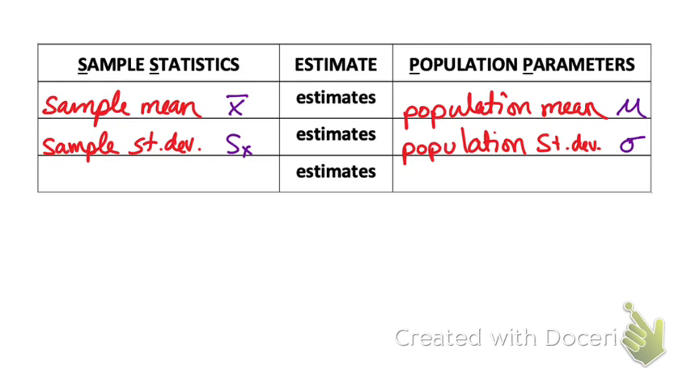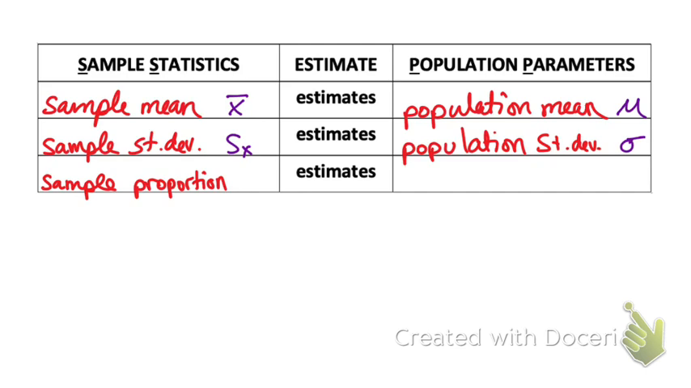Now, there's one more that we're going to start seeing a lot of. And you guys will get very comfortable with it, but we haven't really done a lot with it so far. And that is a sample proportion. A sample proportion. Now, what's a proportion? It's the ratio between the sample and the population.